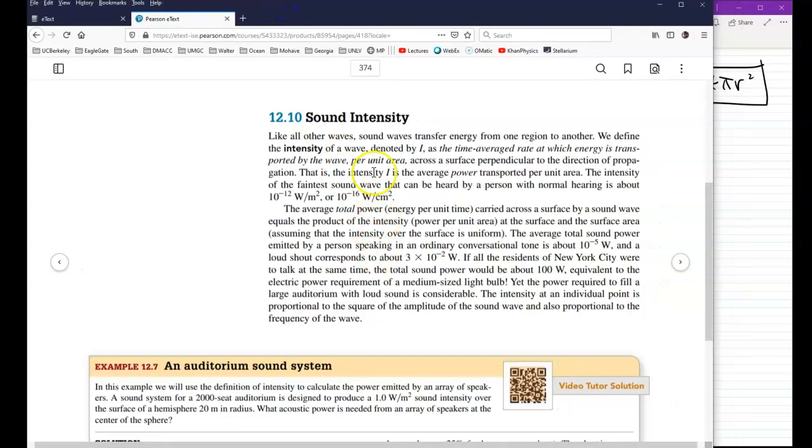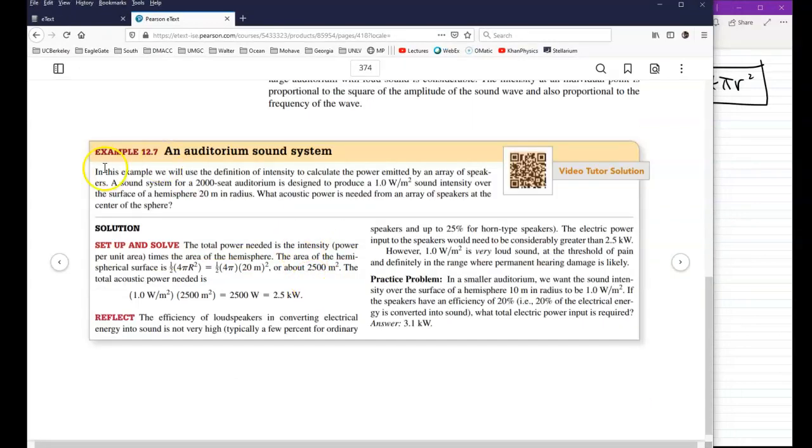On page 74. Oh, it's right here. Okay, there we go. It says in this example, we will use the definition of intensity to calculate the power emitted by an array of speakers. A sound system of 2,000 seat auditorium. This is probably not important, those 2,000 seats.